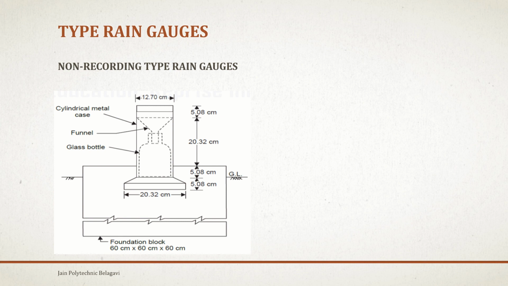and it is provided with a foundation block of 60 centimeter by 60 centimeter by 60 centimeter, and the glass is kept under a container, we say the cylindrical metal case, and the opening is 12.7 centimeters, and the funnel is kept 5.08 centimeters below the surface, and from the funnel till the foundation's upward surface, it is 20.32 centimeters, and below that surface till the cylindrical metal case ends, it is 5.08 into 2 times, about 10.16 centimeters below the surface of the foundation.